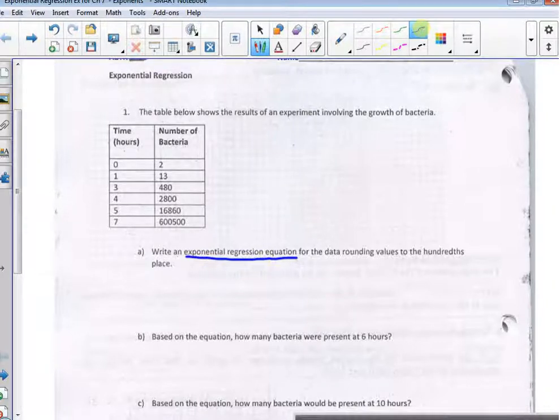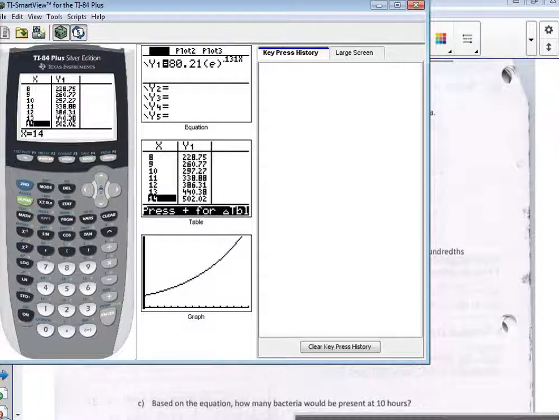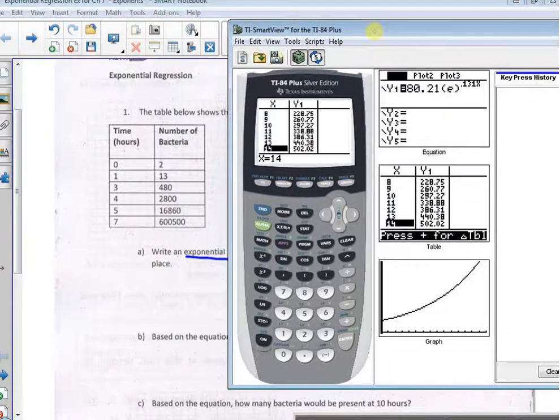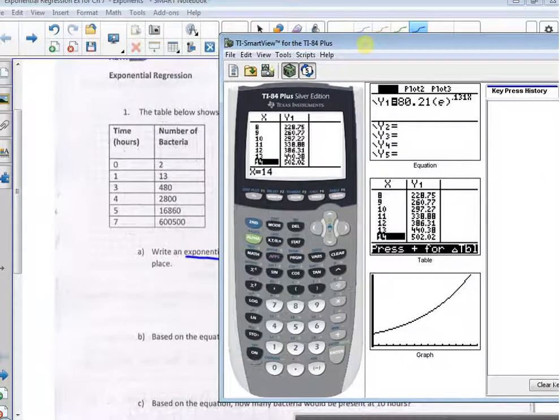So to do this, we are going to go to our calculator and put these values in our calculator. So get your calculators. I'm going to see if I can move that a little bit. Hold on a second. Alright, I can still see the table.